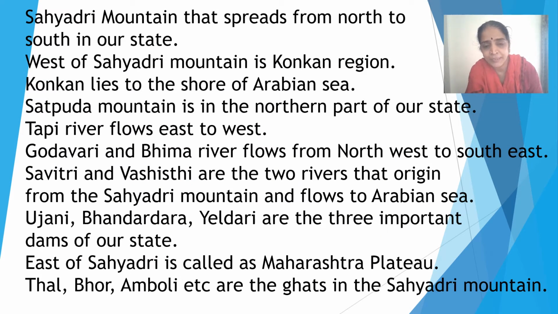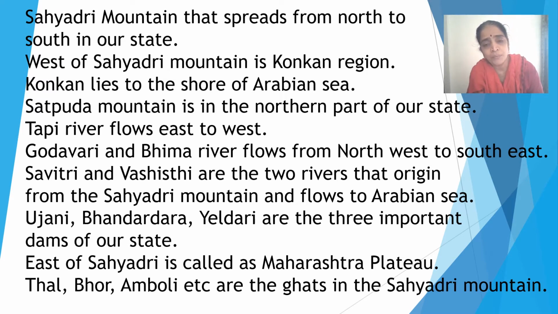Maharashtra is a plateau. The Sahyadri Mountain spreads from north to south in our state. In the map you saw the north, east, west, and south. So the Sahyadri Mountain spreads from north to south. It is a big mountain which is in the Konkan region. Konkan lies on the shore of the Arabian Sea. You have seen the Arabian Sea, Bay of Bengal, Indian Ocean, many things there. So our Maharashtra lies near the shore of the Arabian Sea.